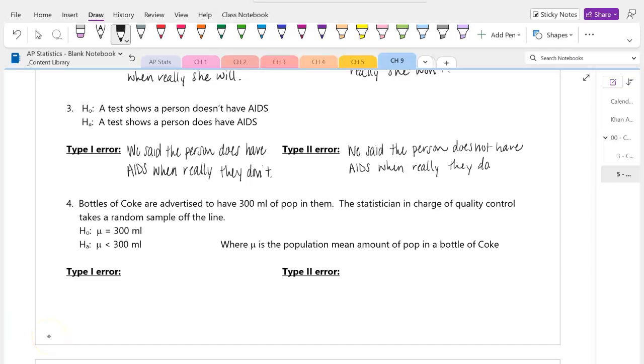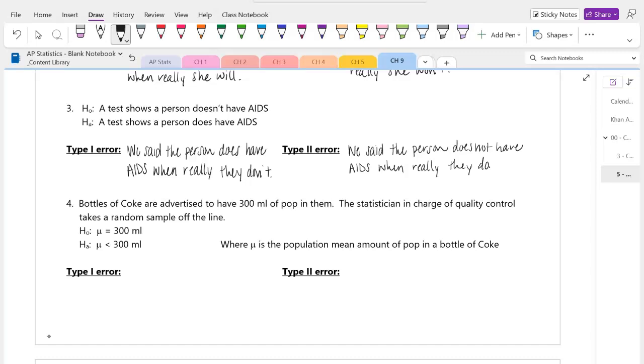And then our last one, we've got bottles of Coke that are advertised to have 300 milliliters of pop in them. The statistician in charge of quality control takes a random sample off the line. So we've got mu equals 300 milliliters for our null hypothesis, and the mean is less than 300 milliliters for the alternative hypothesis, and mu is the population mean amount of pop in a bottle of Coke.